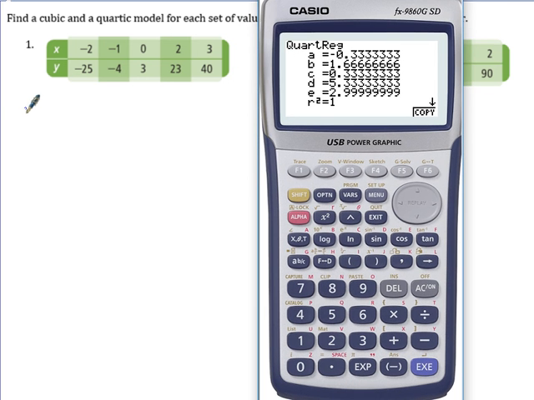I would write that equation, and if you forget, you can always scroll down and it tells you. It's ax to the fourth plus bx to the third plus cx squared plus dx plus e, and up there it gives you a, b, c, d, and e, that you would write down for the equation. We're looking for the r squared that is as close as possible to +1.